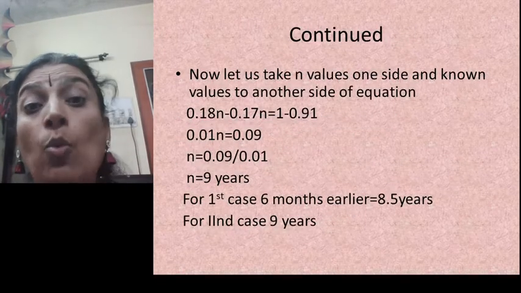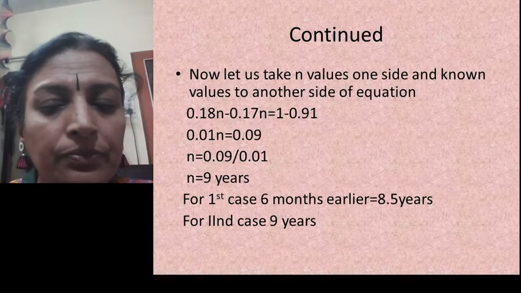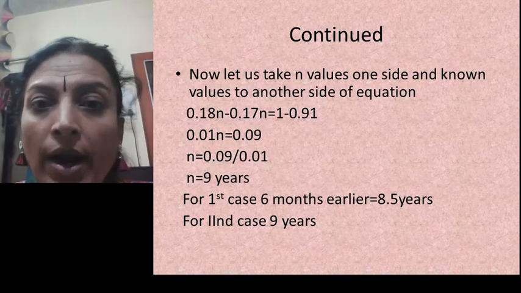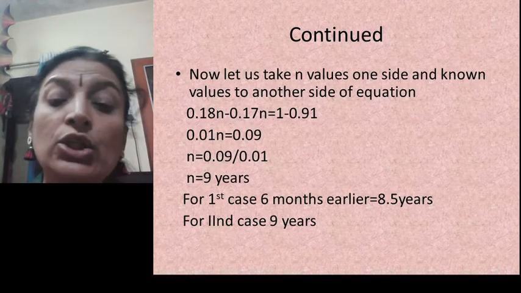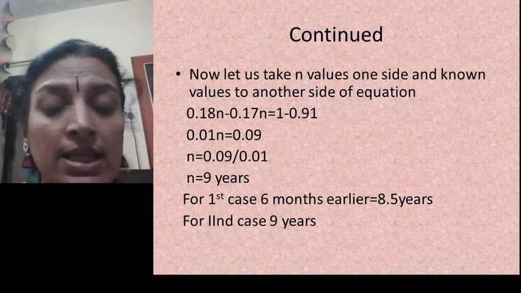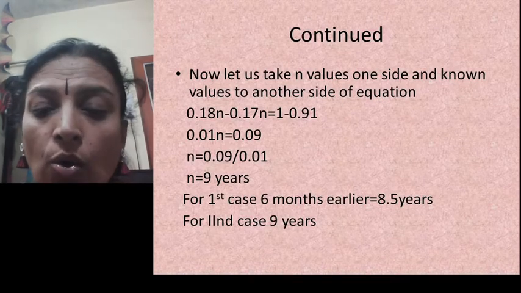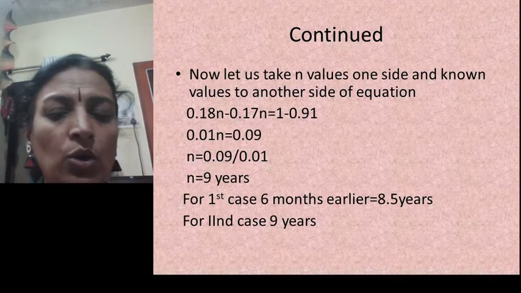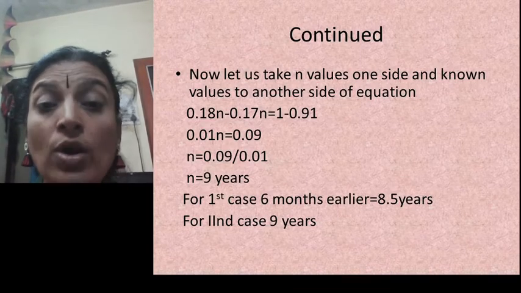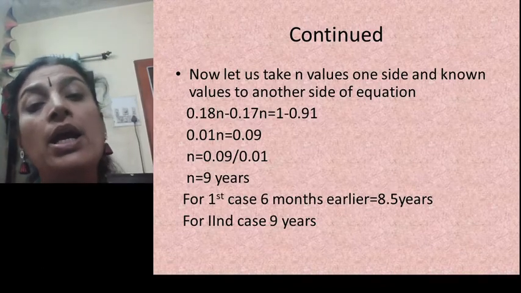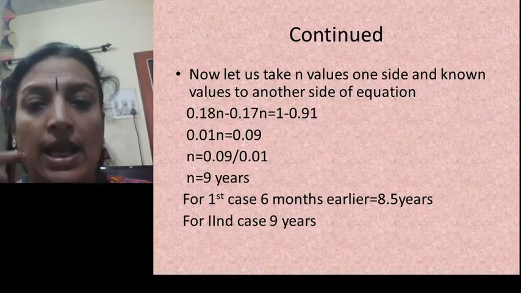Therefore, it becomes 0.18 n minus 0.17 n is equal to 1 minus 0.91. Now, what is the answer? 0.18 minus 0.17, that is 0.01 n, is equal to 1 minus 0.91, the answer is 0.09. Now n is equal to 0.09 divided by 0.01. Therefore, n is equal to 9 years. Here n is the time period for the second case.